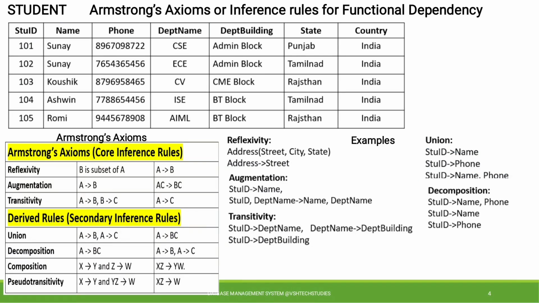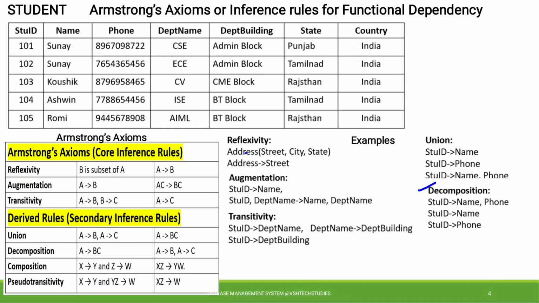Next we'll see the decomposition rule. Decomposition rule is just the reverse of union. In union, both the dependents were clubbed. Here, what dependents are present in one FD, they are divided or decomposed here. Decomposition rule states that if A determines both B and C, then A determines B and A determines C. So student ID determines both name and phone. Then student ID determines name, student ID determines phone. So both the dependents that are present here, they are divided or decomposed here. That is what is decomposition, which is just the reverse of union operation.